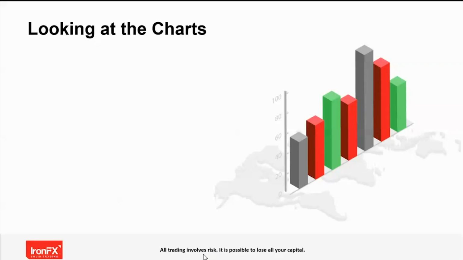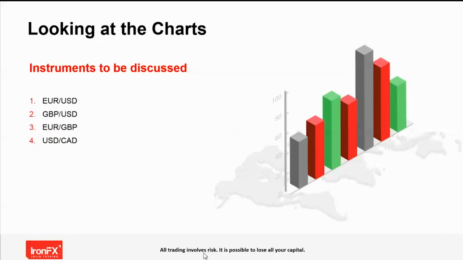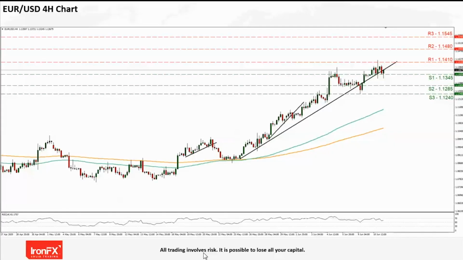Today we'll have a look at the charts keeping Euro USD and cable in place, yet also replacing prior charts with Euro GBP and USD CAD. Hence today's pairs are Euro USD, cable, Euro GBP and USD CAD. And with no time to waste, we move to Euro USD's 4-hour chart.